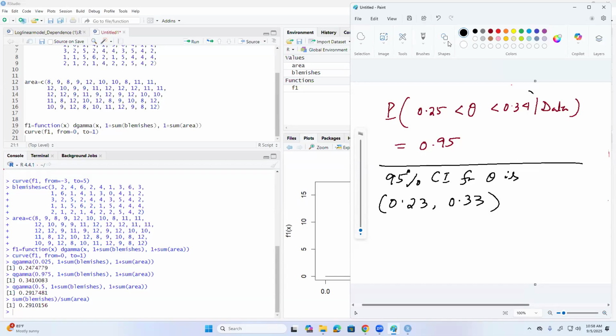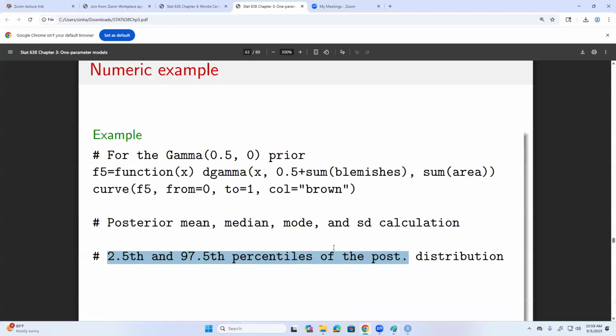So this is the difficulty, a little bit of difficulty I find, in interpreting the classical confidence interval. Here, the Bayesian interval is very easy to interpret, because you can directly tell me that theta lies between 0.25 and 0.34 with a probability of 0.95 given the data.